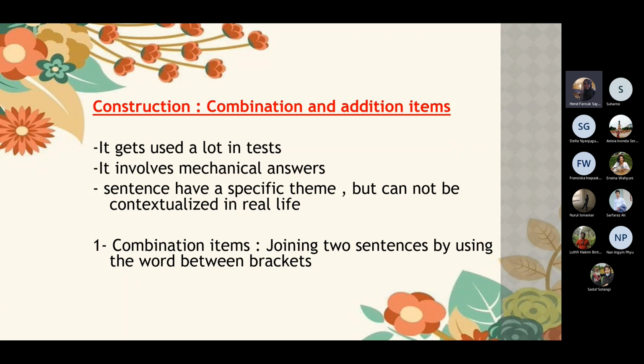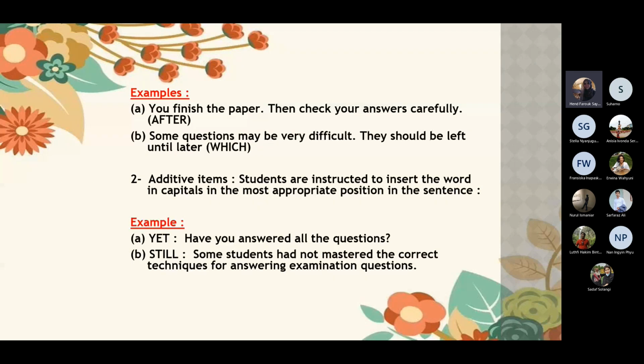They are not contextualized as they are mechanical answers. First, combination items. We do that by joining two sentences by using the word between brackets. For example, you finish the paper, then check your answers carefully. So we have to use the word after. Then after you finish the paper, check your answers carefully. So we just joined both of the sentences. We drop the word then, and then we added the word after in the beginning of the sentence.